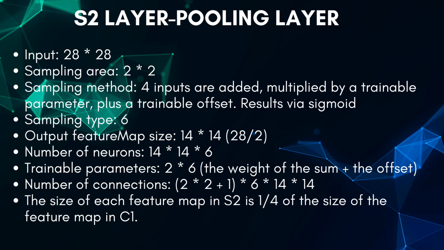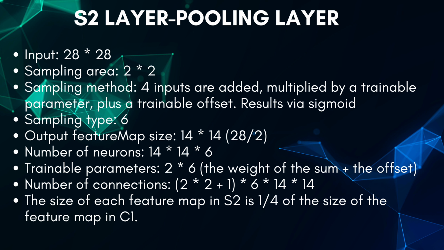The input to the S2 layer is a 28 times 28 feature map, which was created by the previous convolutional layer. Pooling is performed using a 2 times 2 sampling area, which reduces the size of the feature map by half, giving us an output size of 14 times 14.